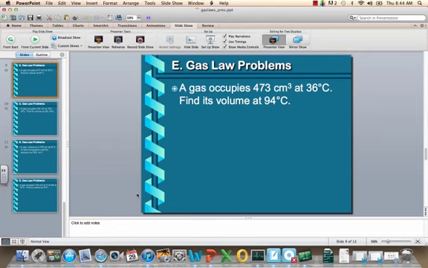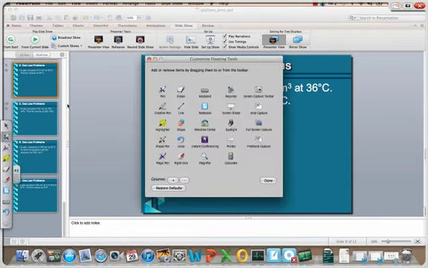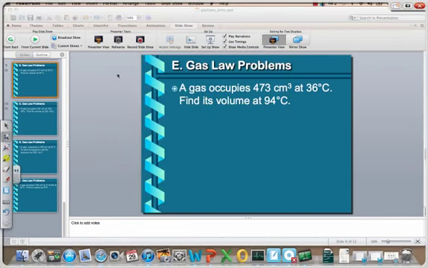So let's start with this first problem right here. A gas occupies 473 centimeters cubed at 36 degrees Celsius. Find its volume at 94 degrees Celsius. The first thing you're going to do for any of these problems is write down what you know, what was given to you, and then what do you want?